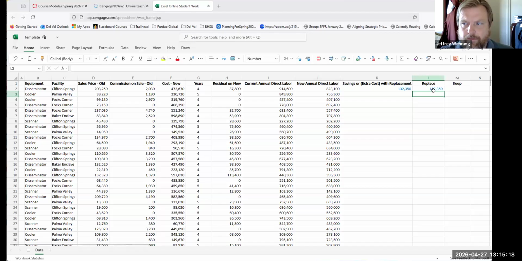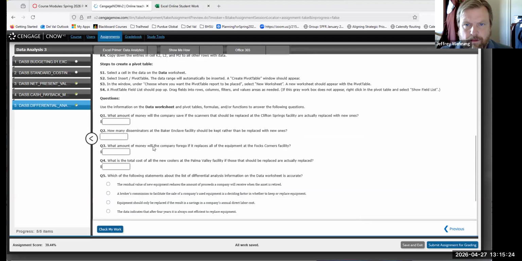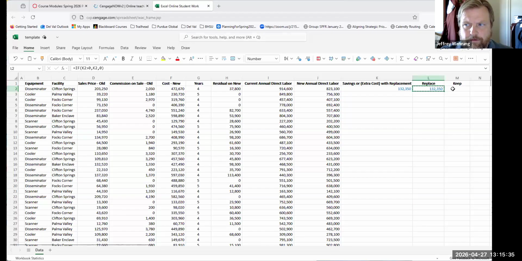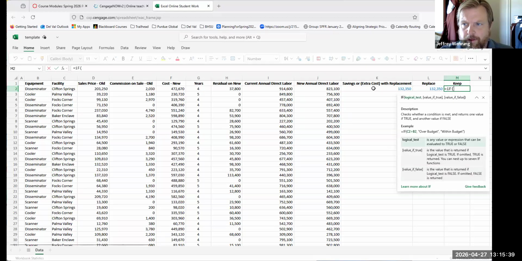Cool. Okay, and the other one, an IF function to return the value in K2, but only if that amount is negative. So if we're going to keep it, so equals IF this is less than 0, comma, then we return that value.